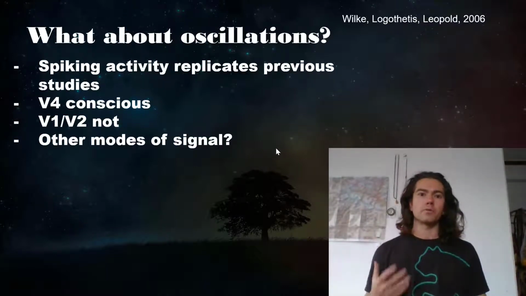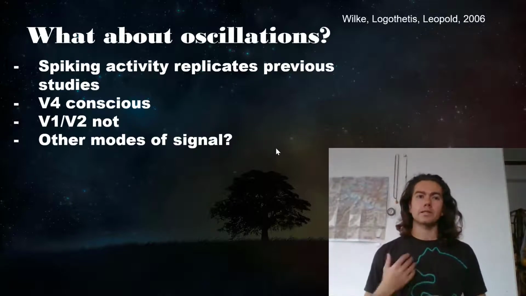But what about other modes of signal? So it turns out that spiking is not the only way that neurons can communicate with each other. They can also communicate via oscillations.